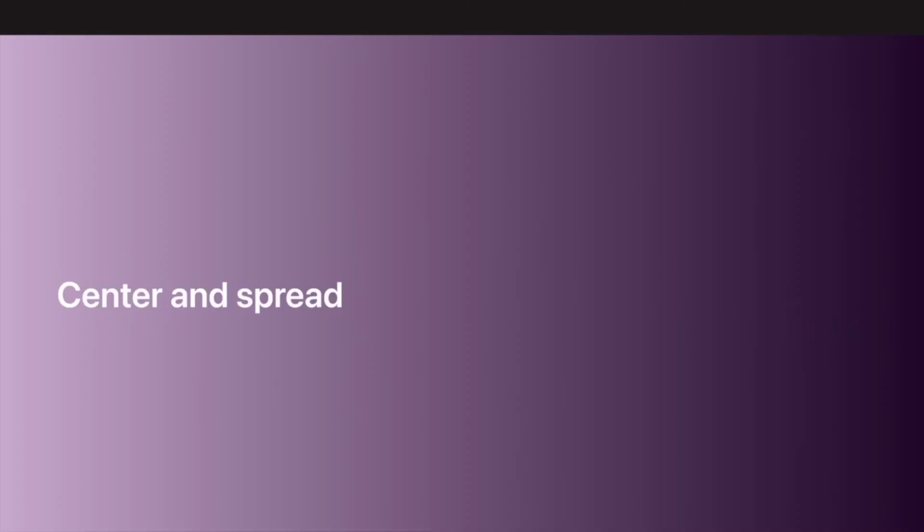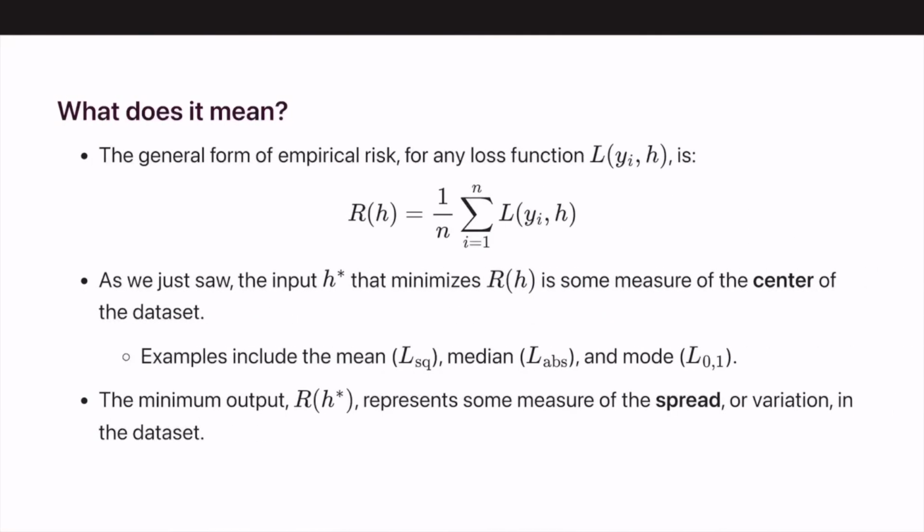All right, now that we've looked at these loss functions, let's think a little bit about center and spread and how these loss functions relate to the center and spread of the data set. For a loss function, we see that H star, which minimizes, for example, a constant model, is a measure of the center of the data set. So the mid-range, the mode, the median, the mean, these are all talking about the center of the data set. But the output of the function, R of H star, is really some measure of the spread.